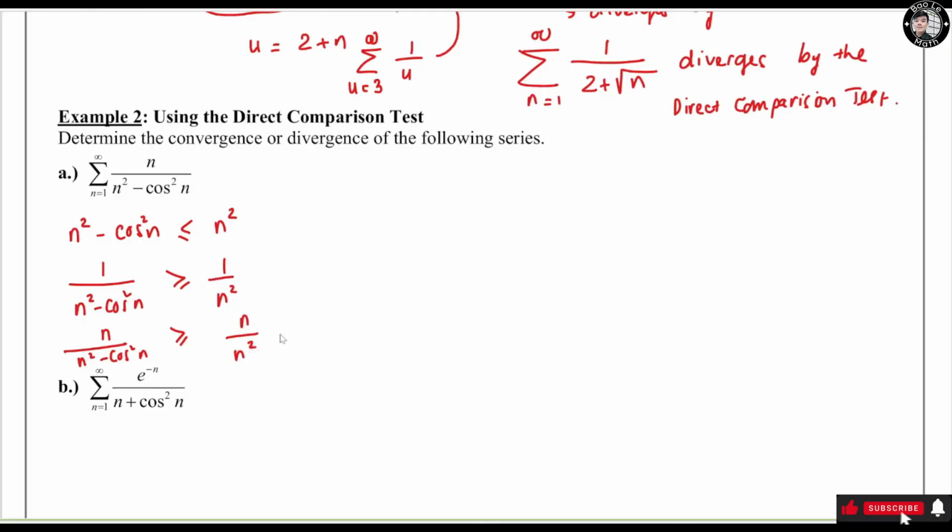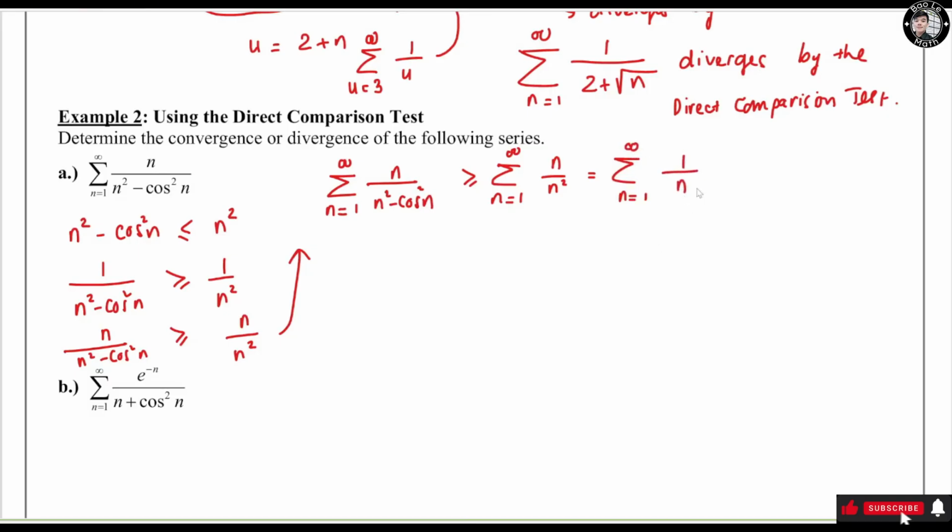Now I'm going to put the summation in the front, and simplify this one. It's going to be sigma when n goes from 1 to infinity of 1 over n. This is actually the p-series, or you can say the harmonic series, and p equals 1, which is less than or equal to 1. So this series diverges, right? So the smaller diverges, the larger one must diverge, right?